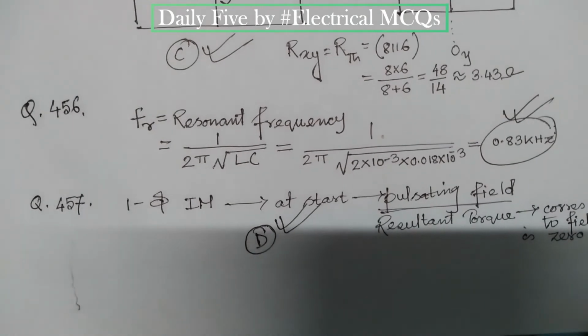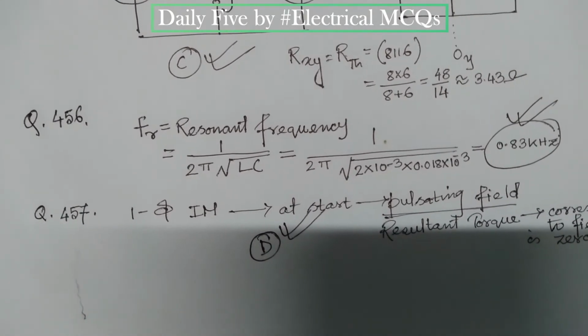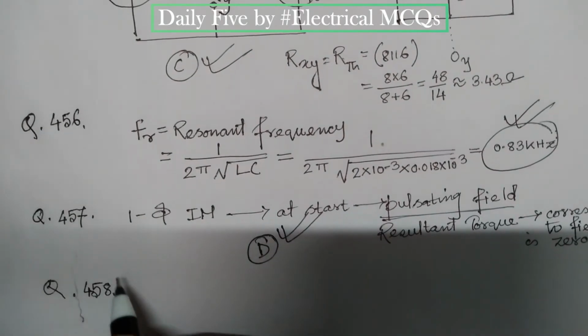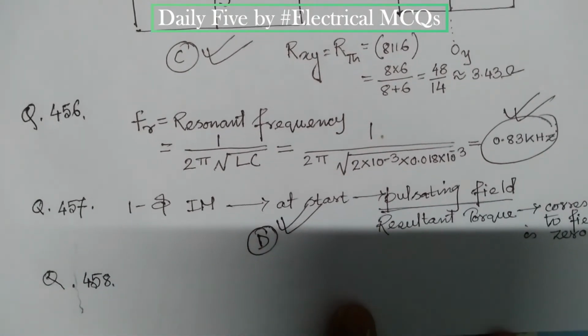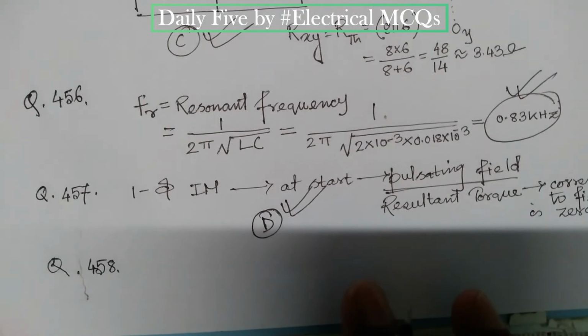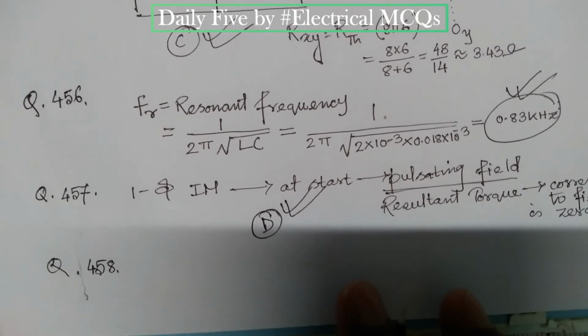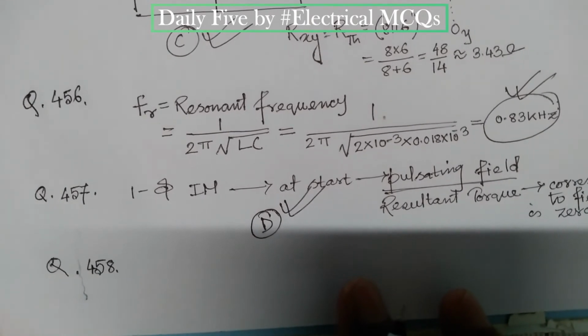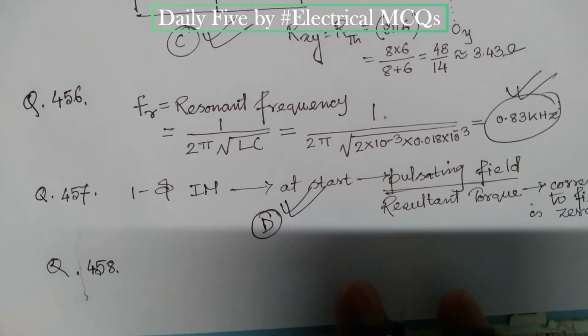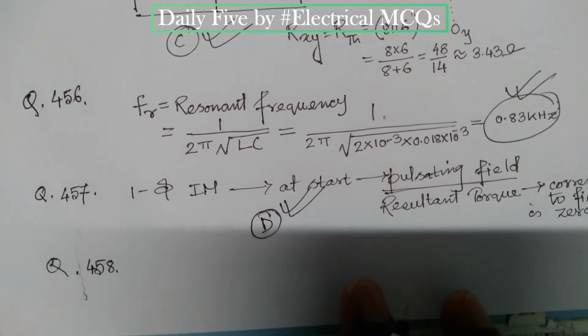Now the last question of this daily 5, that is question number 458. The question number 458 is: the earth conductor in a high voltage transmission line is basically above the line conductors, below the line conductors, or between the line conductors. For this question, if we have to answer it, we have to know why this earth conductor is used. The earth conductor in a high voltage transmission line is basically used to give a shield against lightning to the phase conductors.